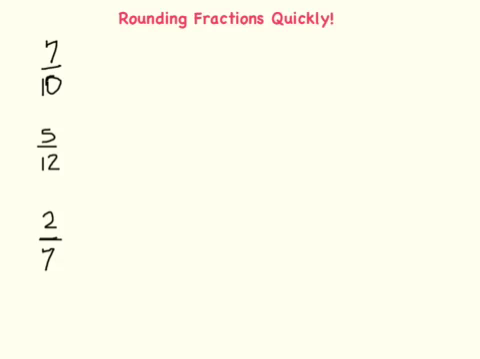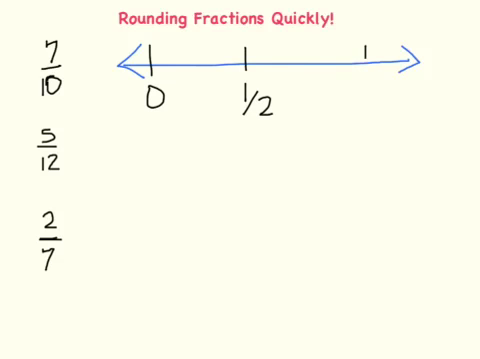Now for a little bit quicker way to round fractions. We're still going to use a number line, but this time instead of labeling according to the denominator, we're going to label with our benchmark numbers. So we'll have 0, 1/2, and 1 whole. Our 1 whole in this number line is going to be 10. Our 1/2 is going to be whatever half of 10 is, and we know that 5 is half of 10.